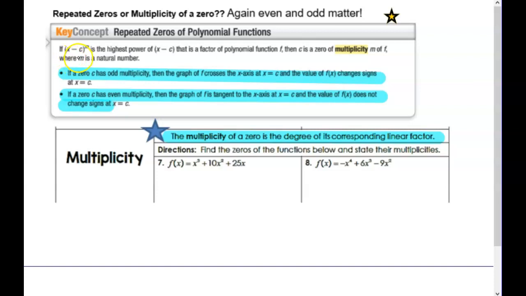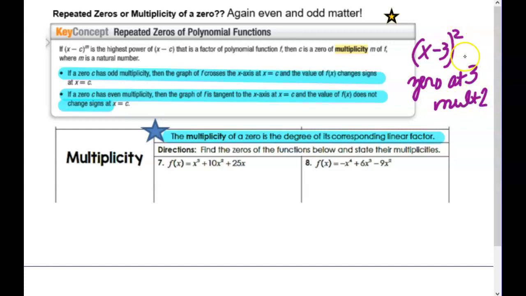This is really kind of what we were talking about before, but it's going to introduce this word multiplicity. If x minus c to the m, so if we had like x minus 3 squared, is the highest power of x minus c that is a polynomial function, then c has a 0 of multiplicity m. So we would say here there's a 0 at 3, and we'd say it's multiplicity 2. The exponent on it is 2.